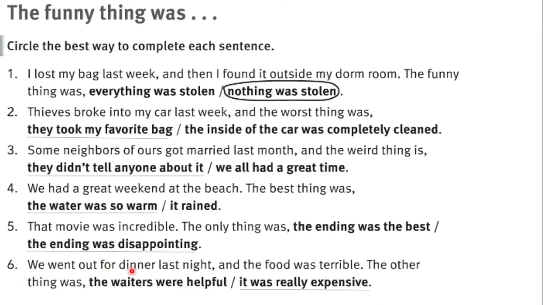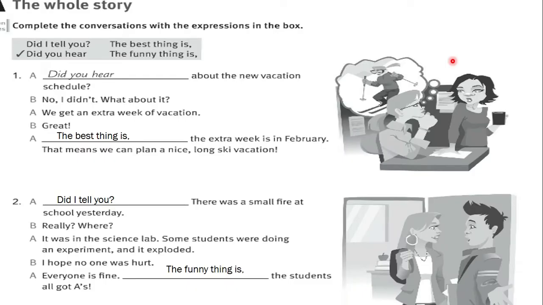Number 6. We went out for dinner last night and the food was terrible. The other thing was, it was really expensive. So she is mentioning another problem. Nos fuimos a cenar anoche y la comida estaba terrible, estuvo terrible. Y aparte de eso, estaba muy caro el restaurante. So I am mentioning another issue, another problem. Because the first problem is that the food was terrible. The second problem, it was really expensive, okay? So this is a strategy plus. Perfect. Let's continue here. All right.